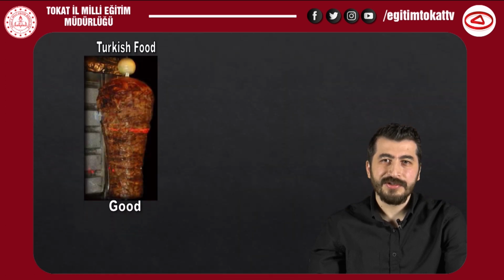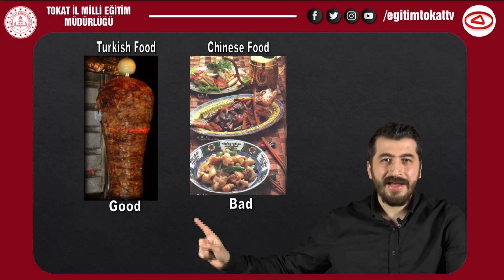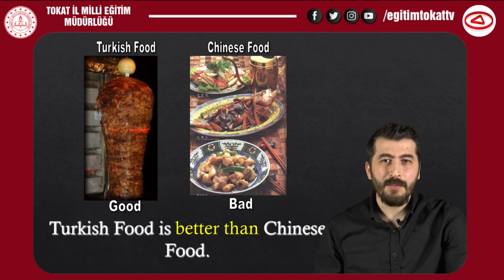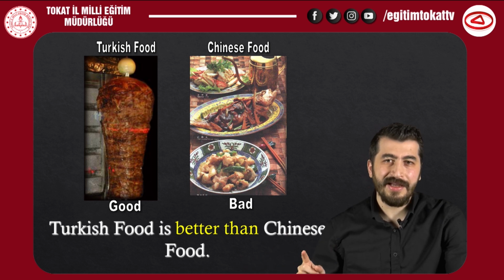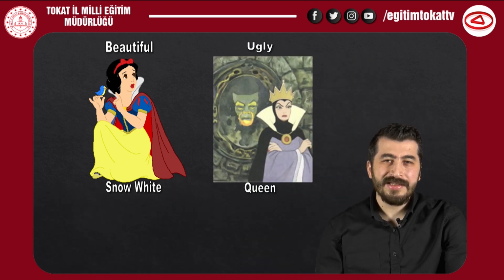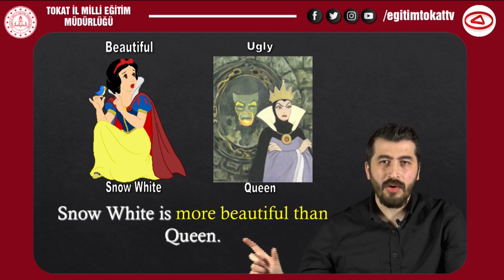Turkish food, good, delicious. Chinese food, according to me, bad. So let's compare. Remember, good and bad are irregular adjectives. So good changes into what? Turkish food is better than Chinese food. Good, better, better than. Don't forget. Snow White is beautiful. The Queen is ugly. Snow White is more beautiful than the Queen. Beautiful is a long adjective, so more beautiful.